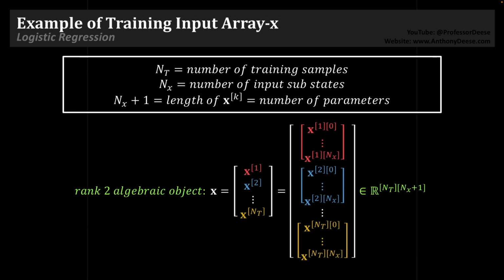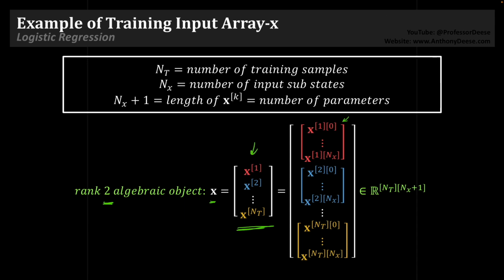Now here is an example of a training data array. I kind of expanded it a little bit. And what we see is that we expect it to be a rank 2 algebraic object. Rank 2 meaning that there are 2 different indices required to index a single element. So if we take x here, we can split it up into multiple training samples, or multiple samples, because they don't have to be training, multiple samples.